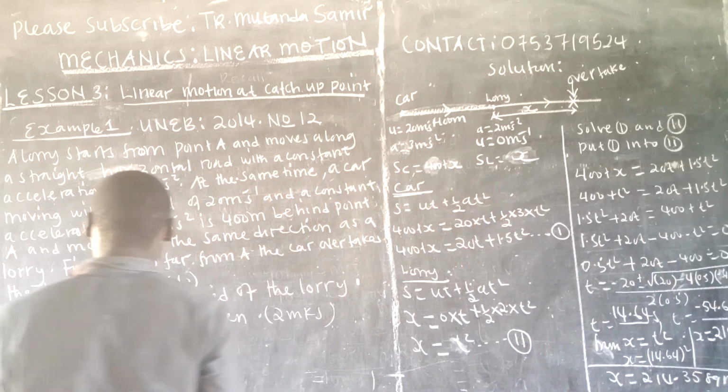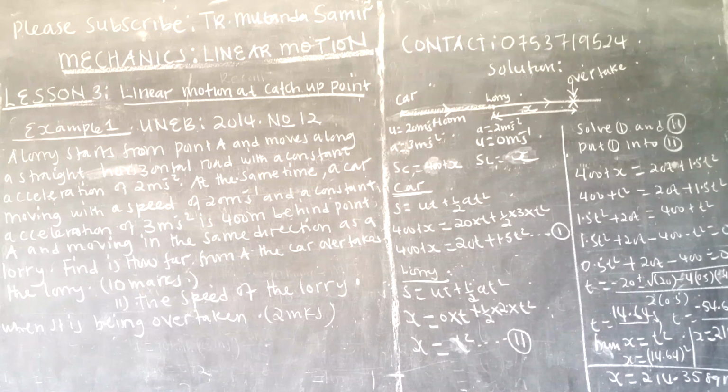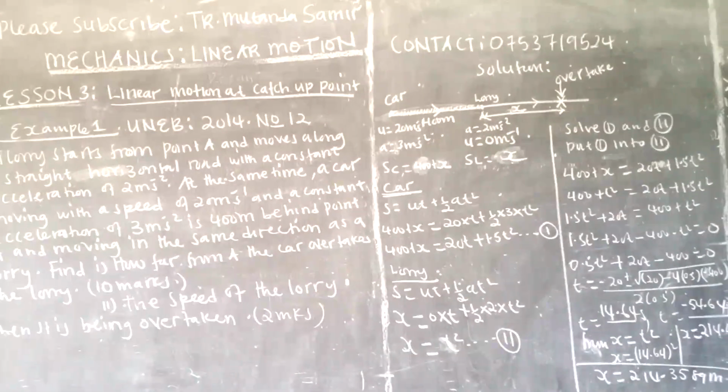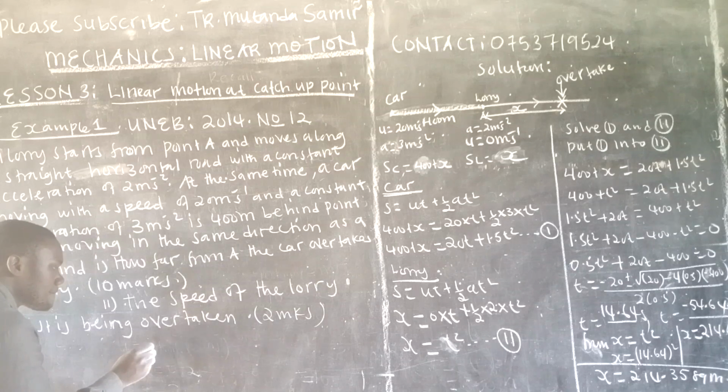Now what you are remaining with is this Roman number 2, where they are asking for the speed of the lorry when it is being overtaken. Let's look into that very fast also, and we get this done with ease. So the speed of the lorry when it's being overtaken is the final velocity.